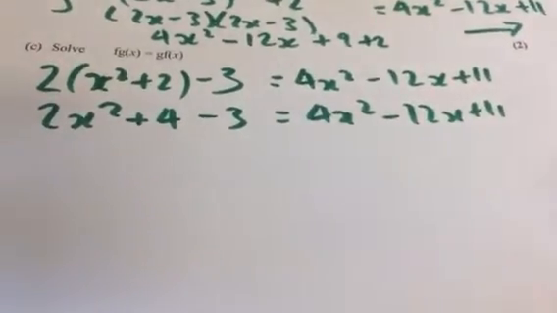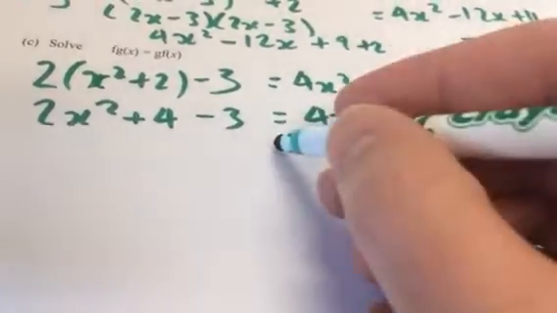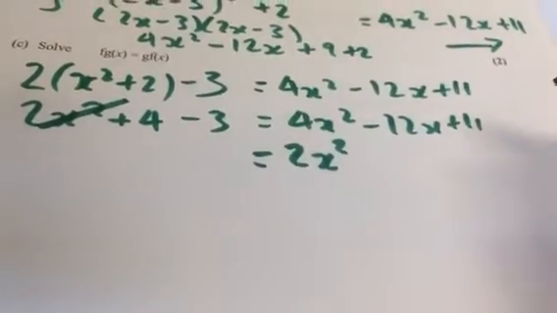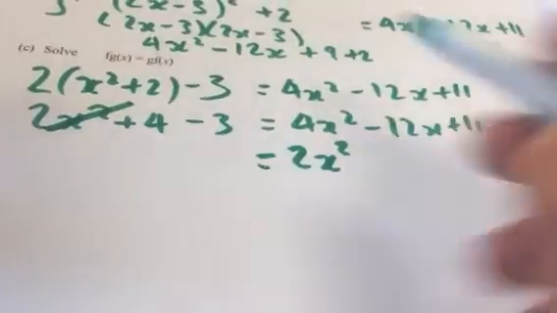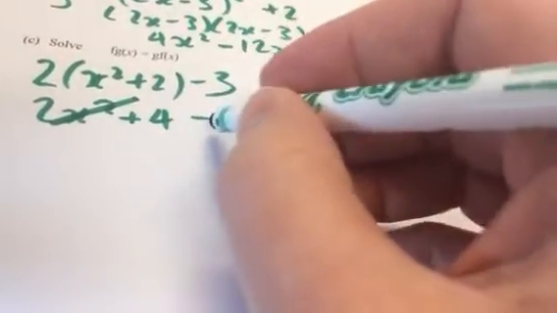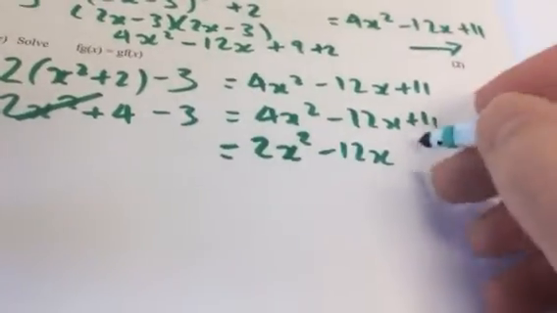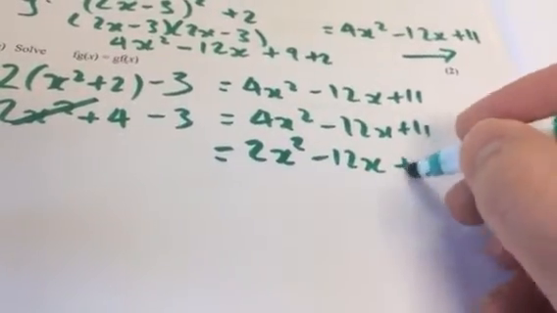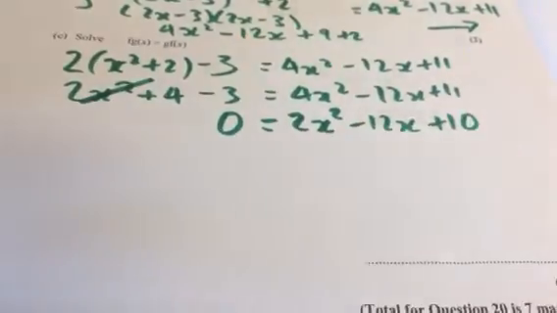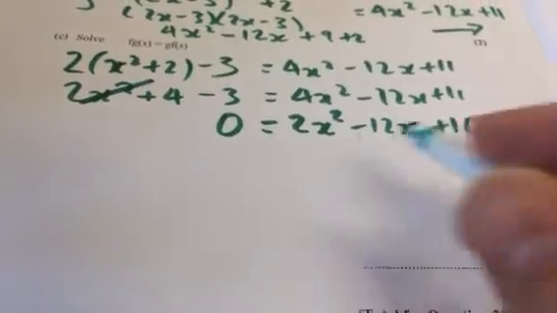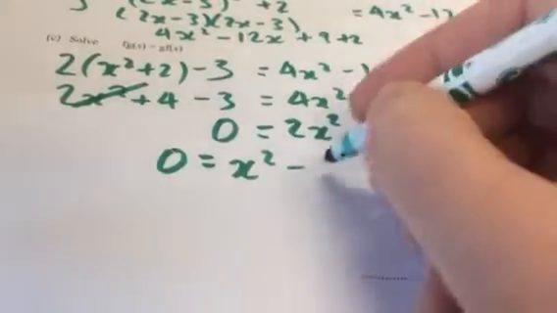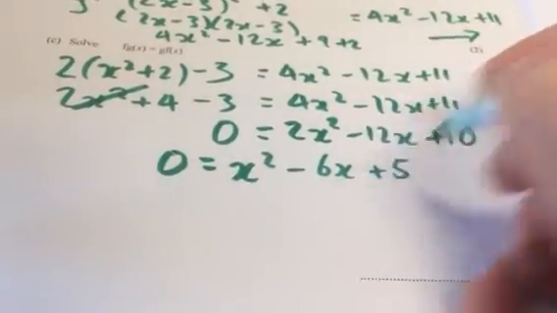I'm going to try and bring all my x squareds to one side. Bring them all to here. So I've got 2x squared. I've got no x terms on their own, so I've just got minus 12x. Plus 4 minus 3 is plus 1, so I'm going to subtract 1 there, and plus 10. Now I find it easier when they're all on the left-hand side. It doesn't actually make a difference. I'm going to divide through by 2. X squared minus 6x plus 5.